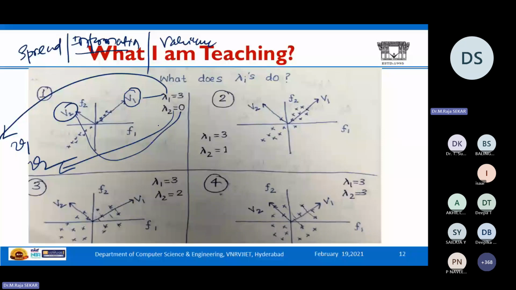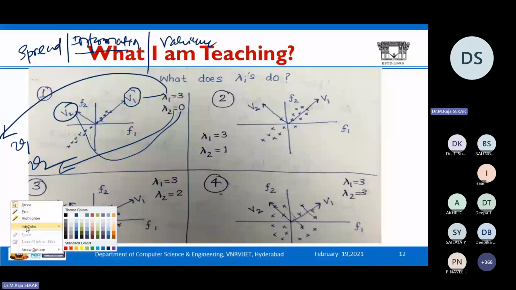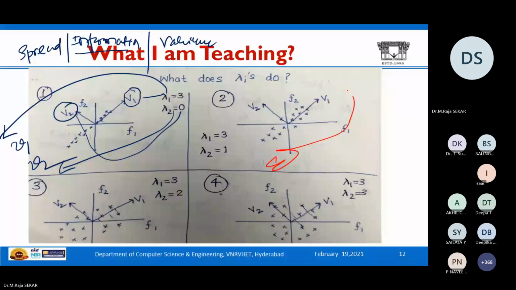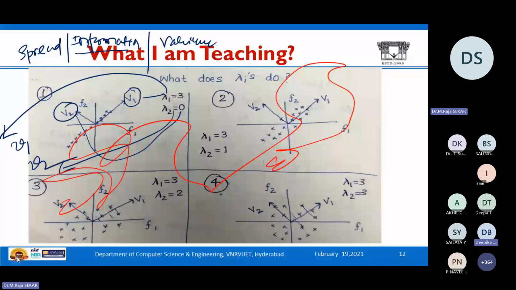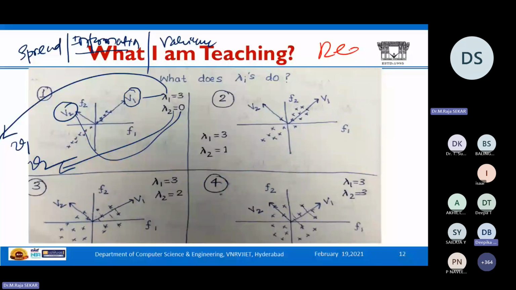Is it not visible? No, sir. It's visible, sir. I am just writing. Please check it once. What am I writing? Is it a red color? Is it appearing? Yes, sir. I am writing in red. Is it there or not? Yes, sir. Someone is saying the screen is not shared.